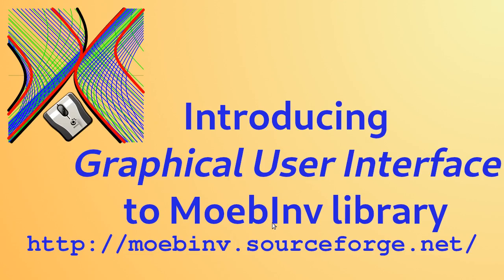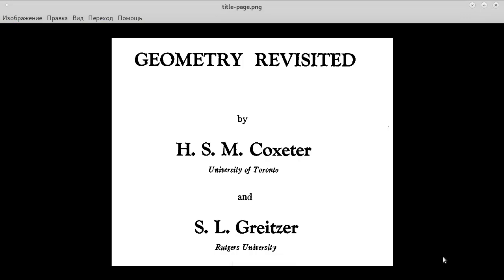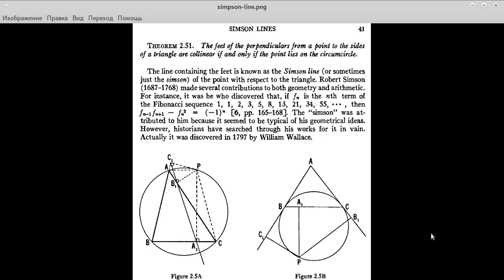Let us start today with some new facilities which are present in the graphical user interface to the Moebius invariant library. We will review that facility on a particular example from the excellent book Geometry Revisited by Coxeter and Greitzer. The example which we will consider is related to the Simpson line.